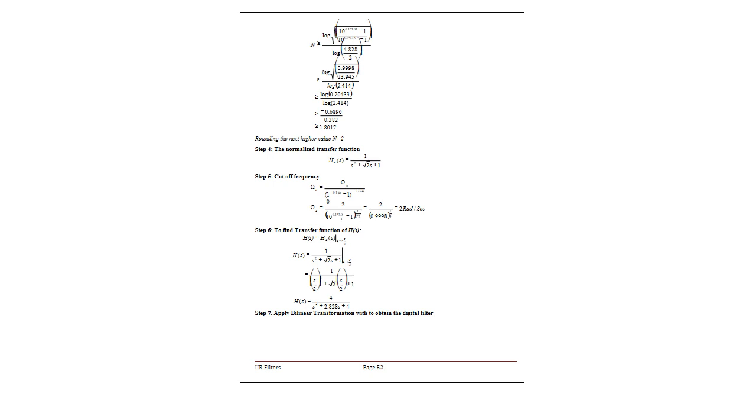So step 5 is the cutoff frequency. Omega c is equal to omega p by (10 to the power of 0.1 alpha p minus 1) the whole power 1 by 2N. So substituting the values, we get the answer 2 radians per second. And step 6 is to find the transfer function H of s. So H of s is equal to Ha of s, with s replaced by s by omega c. So when you substitute, we get the answer as 4 by s square plus 2.828 s plus 4.